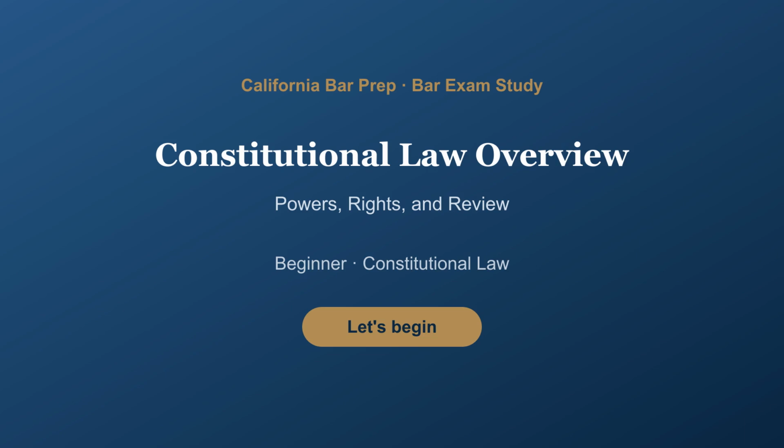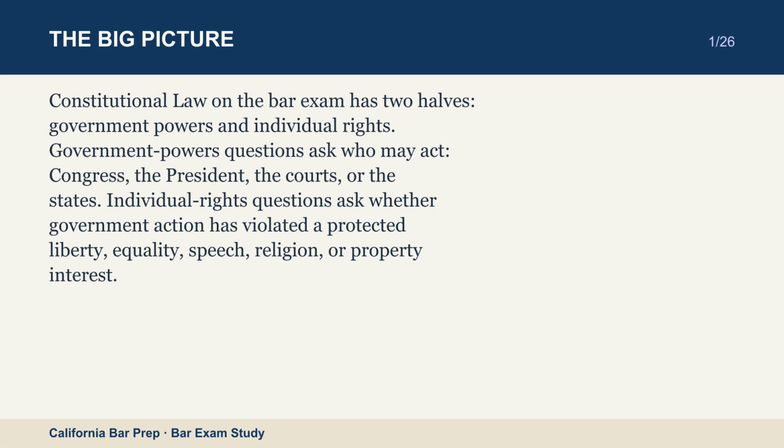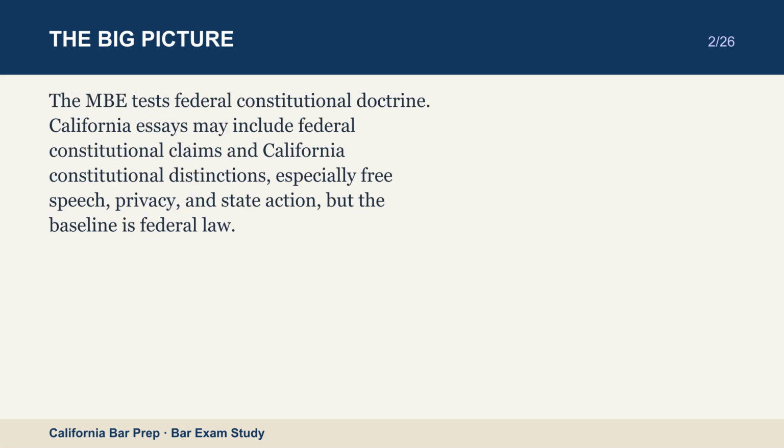In this lesson, Constitutional Law Overview, Powers, Rights, and Review. Let's begin. Constitutional law on the bar exam has two halves, government powers and individual rights. Government powers questions ask who may act: Congress, the President, the courts, or the states. Individual rights questions ask whether government action has violated a protected liberty, equality, speech, religion, or property interest. The MBE tests federal constitutional doctrine.